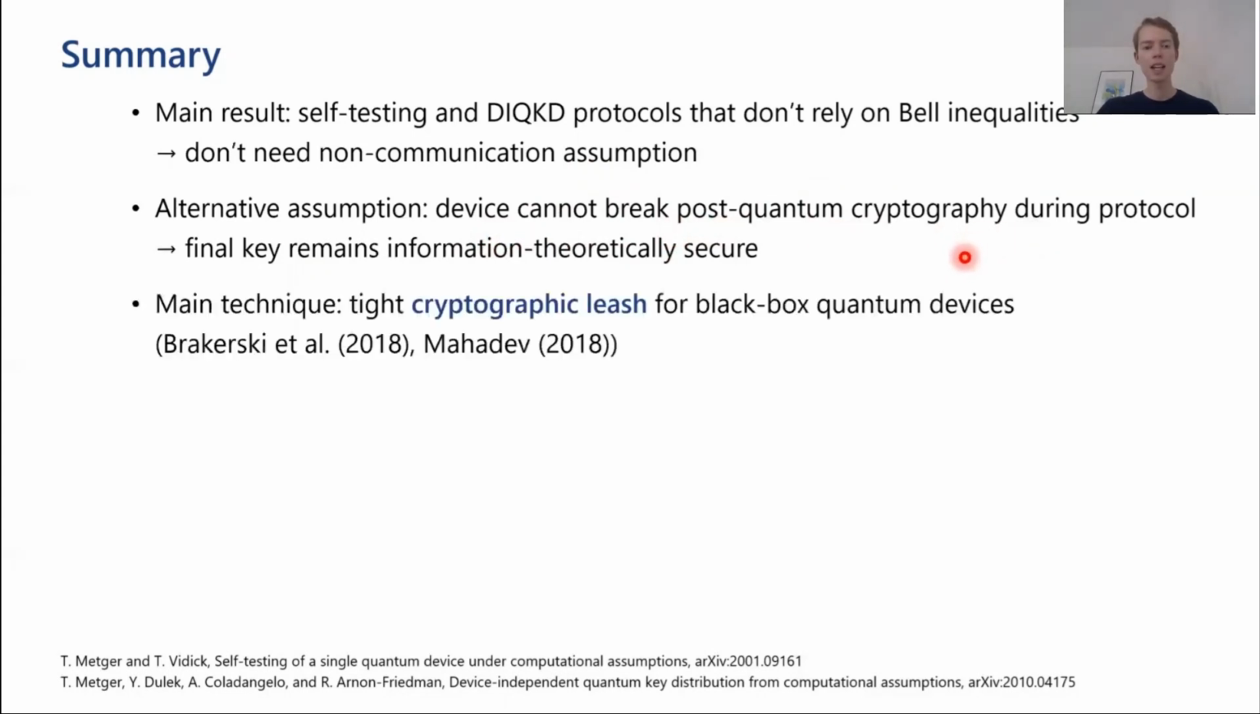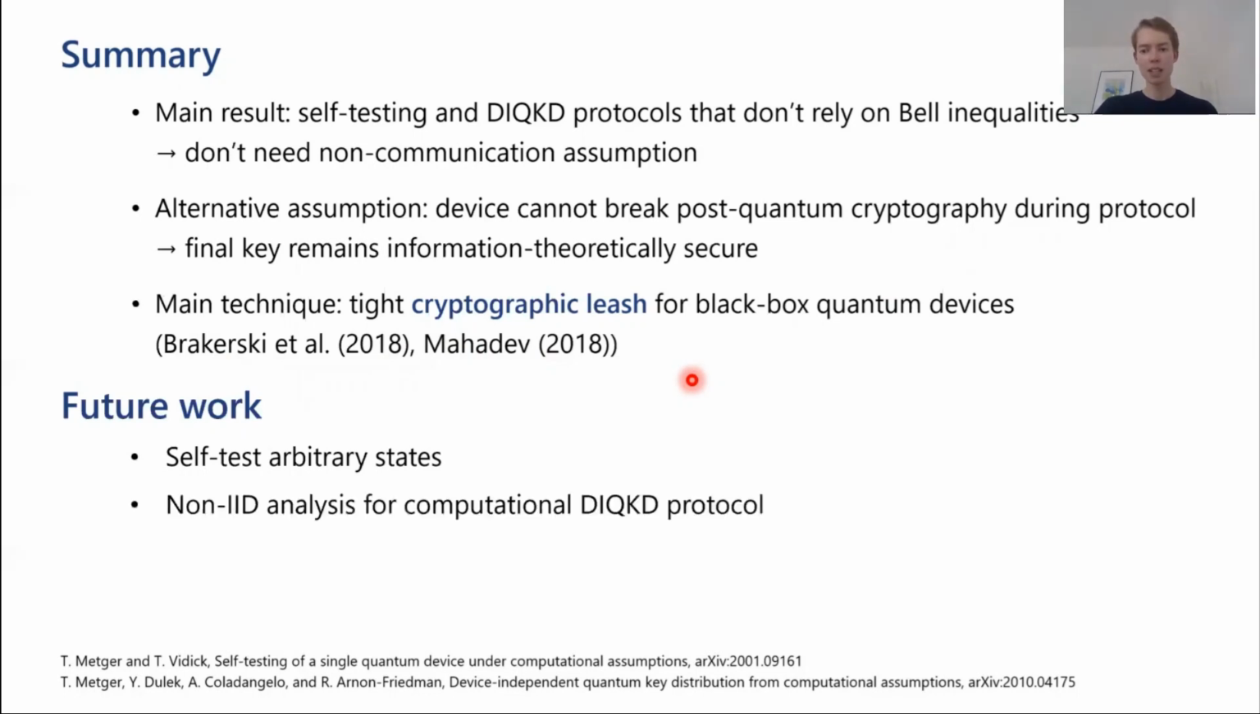And the main technique underlying this is this tried cryptographic leash, if you like, for black box quantum devices, which was introduced by Brakerski and others and Mahadev. So in terms of future work, I think there are a couple interesting directions. Firstly, we can only self-test EPR states right now. Obviously, we would like to extend this to a larger class of states.